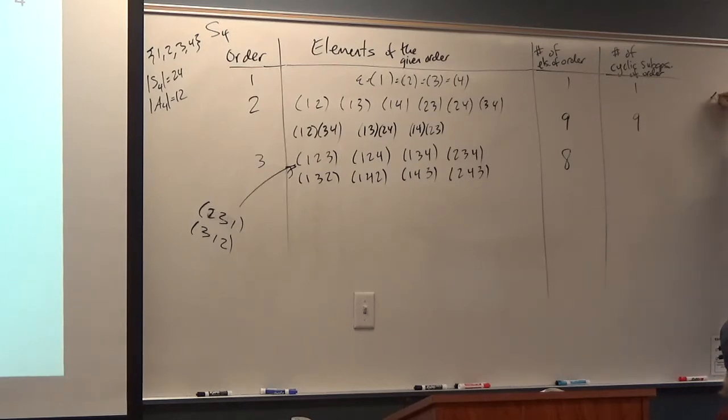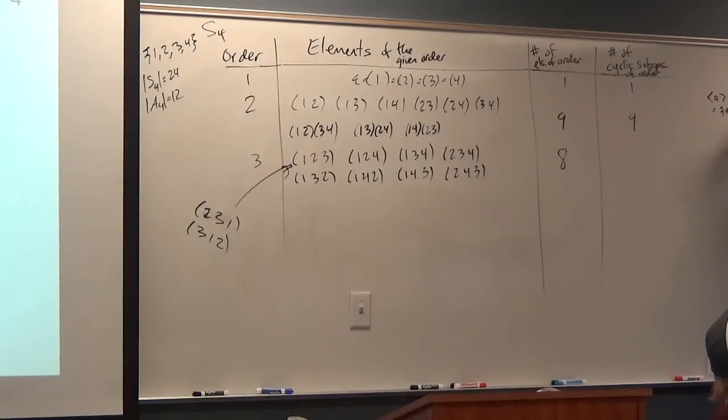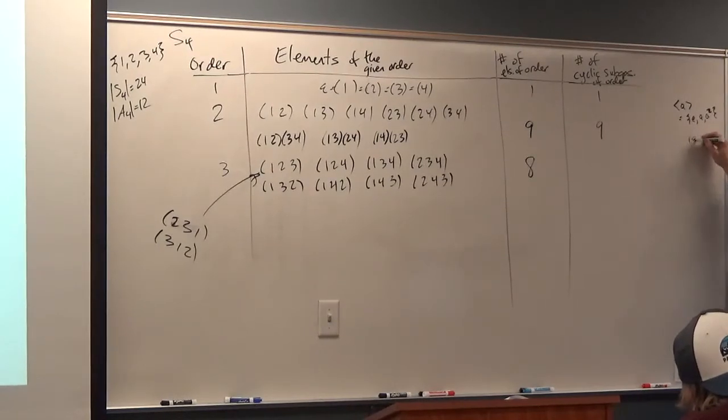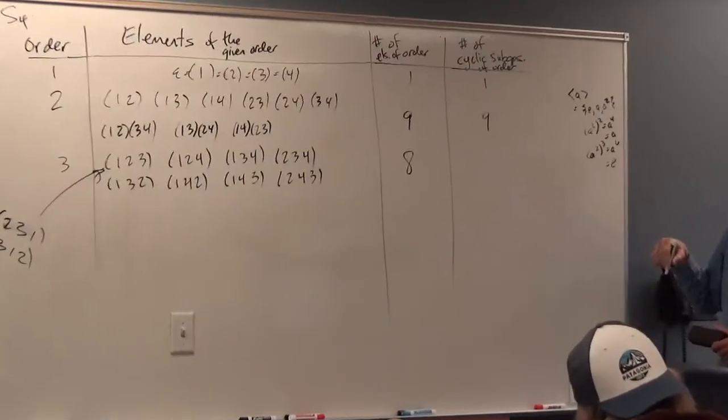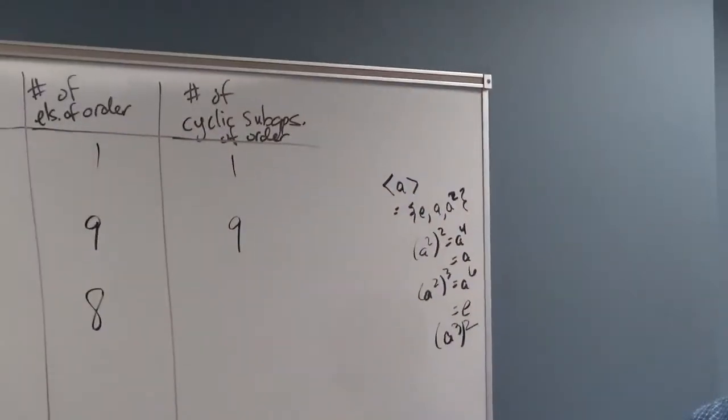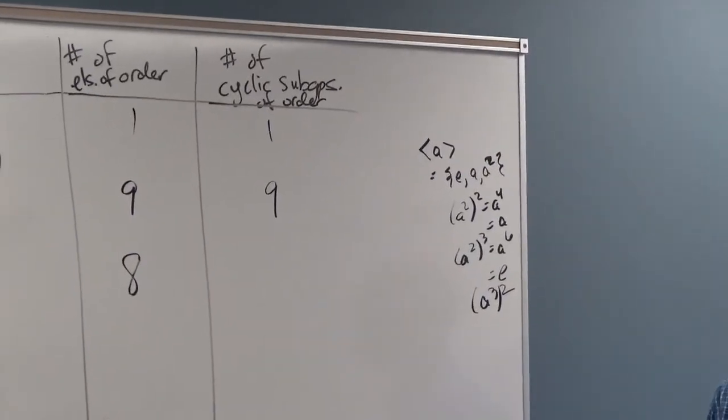Any element of order 3 is going to generate a cyclic subgroup of order 3 that's got 2 non-identity elements, both of which have order 3. A squared has order 3 as well. Right? A squared squared would be a to the 4th, a squared cubed is a to the 6th, which is e. It's the same as a cubed squared. That should be enough to help.